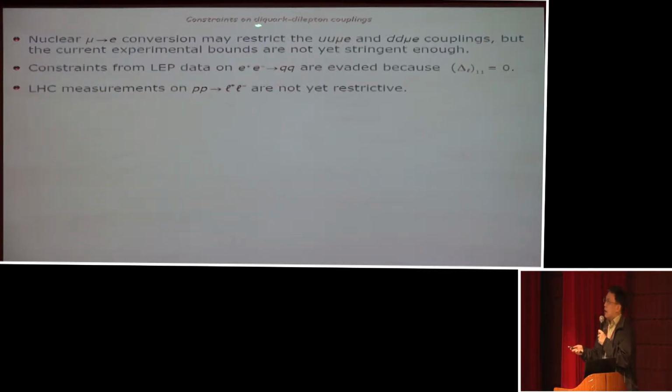Now for the quark lepton operators, there are actually other constraints that one can consider. For example, mu to e conversion also gets contribution from that operator, but the current data are not yet stringent enough to constrain the couplings. Similarly, you could also consider lab data on e+ e- to q q, but in this case, because the electron channel is assumed to be vanishing, we do not have any constraint. But you can also consider more recent LHC data, pp to ll, but again, these are not yet very restrictive at this point.